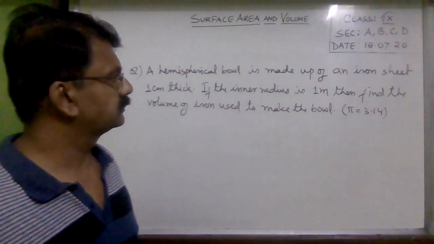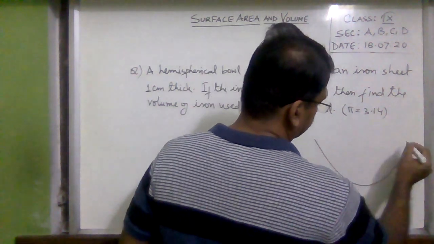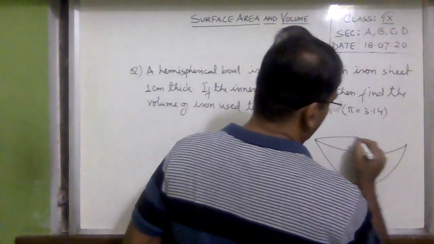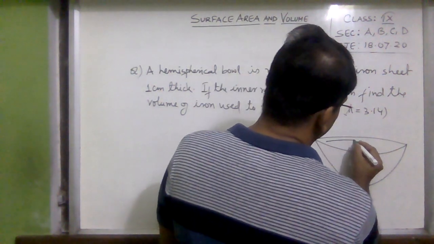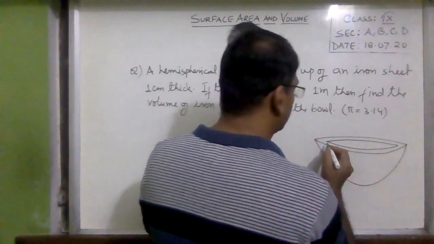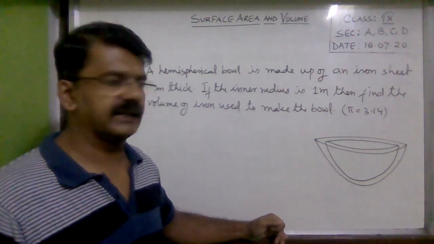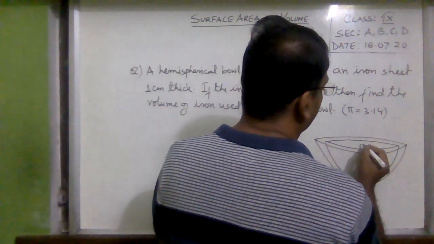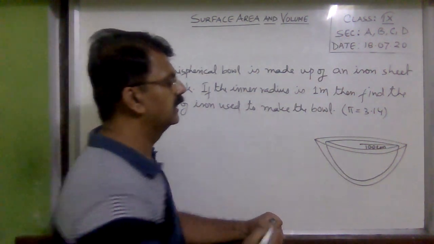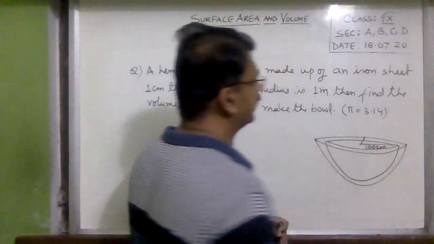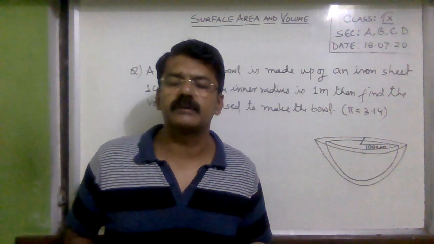Okay. Now you see, this is an interesting question. This is a hemispherical bowl, and the thickness of the iron sheet used to make this bowl is 1 centimeter. Okay, that means if the inner radius is 1 meter, that is 100 centimeter, then the outer radius will become 101 centimeter, because 1 will be added to it. 1 centimeter is the thickness. So when 1 centimeter is added to 100 centimeter, it gives you 101 centimeter.